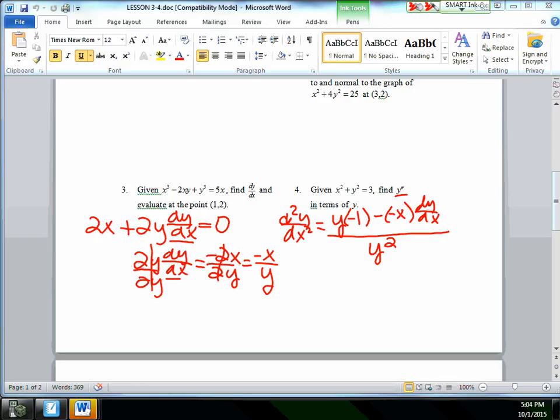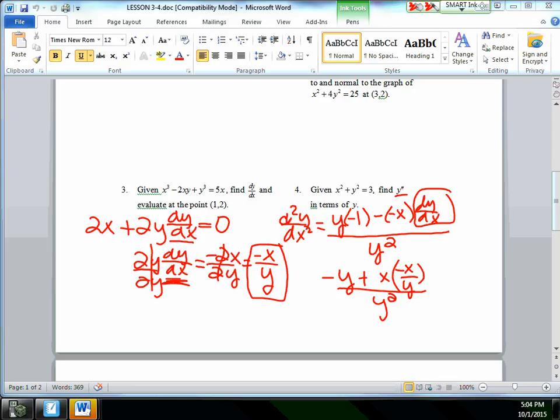Well, that looks okay, but I don't like having this dy/dx in there. Well, keep in mind, don't we know what dy/dx is? We just solved for that at the very beginning. So now you're going to sub in. So negative y plus x times negative x over y, all over y squared.